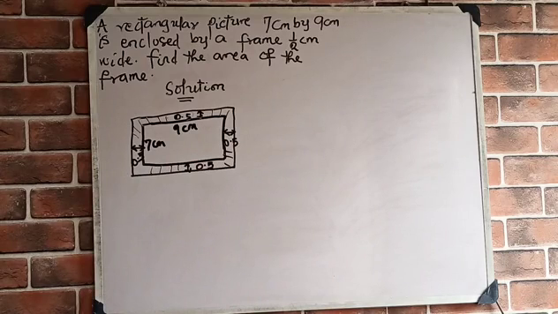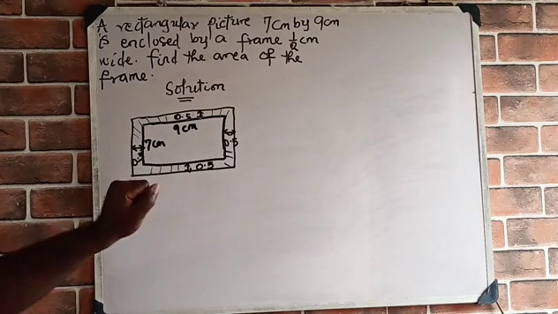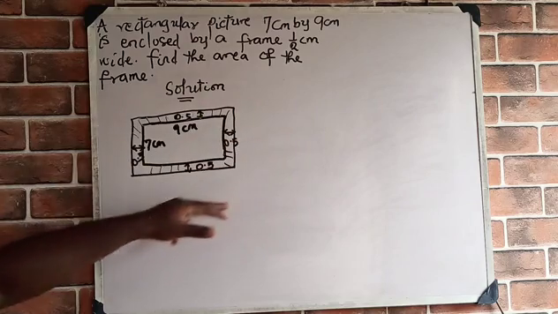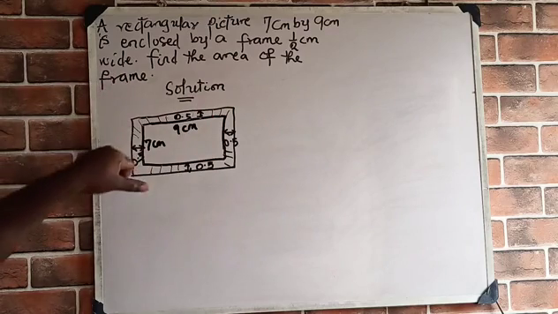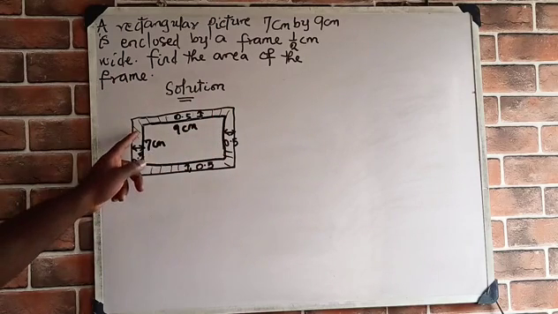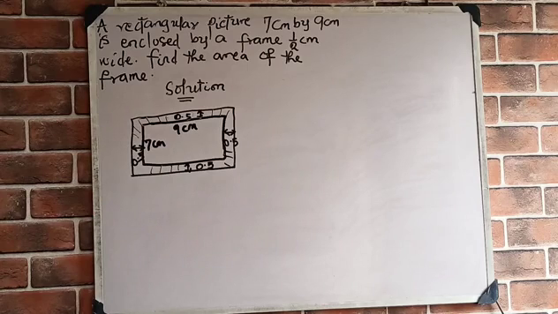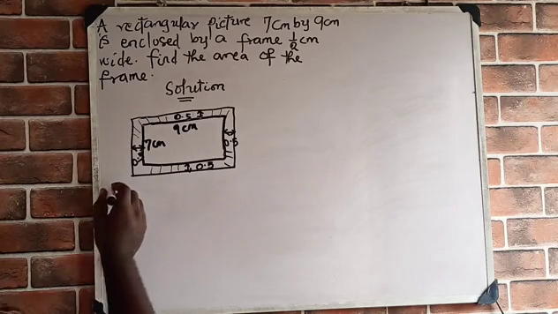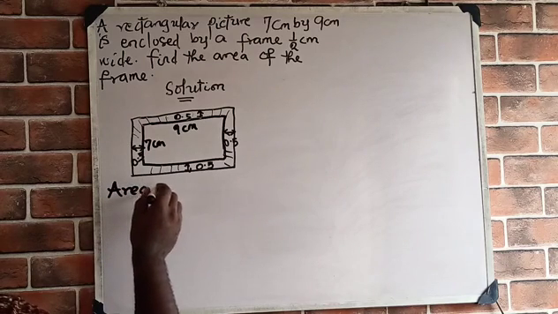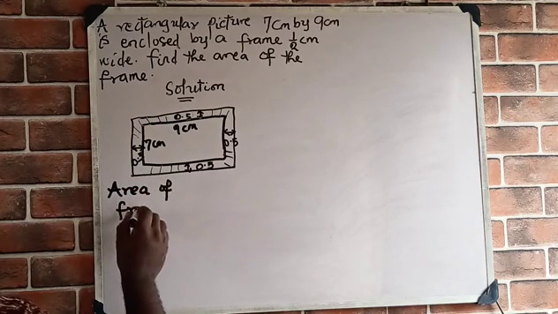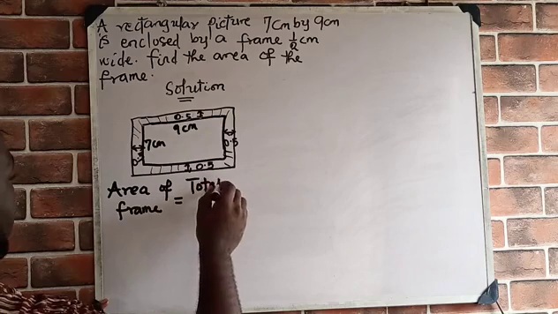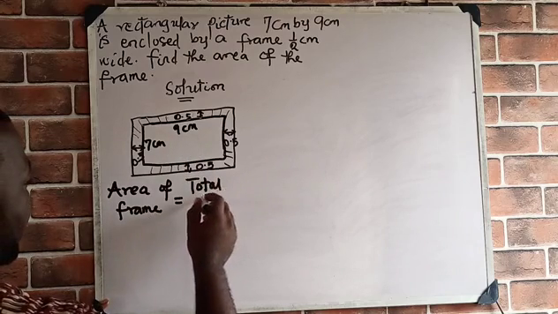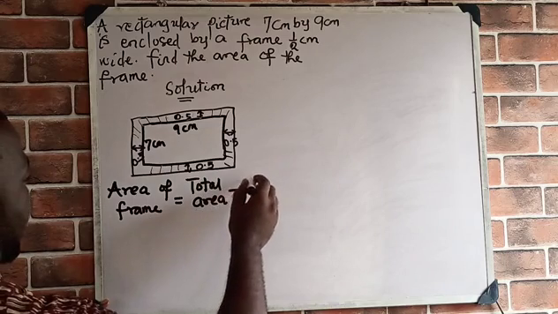Both the frame and the picture itself look like a rectangle. And if I'm to get the area of the frame, I should be able to get the area of the total image, that's both the picture and the frame. The total area minus the area of the picture itself will give me the area of the frame. So the area of the frame equals the total area of both the frame and the picture, minus the area of the picture.